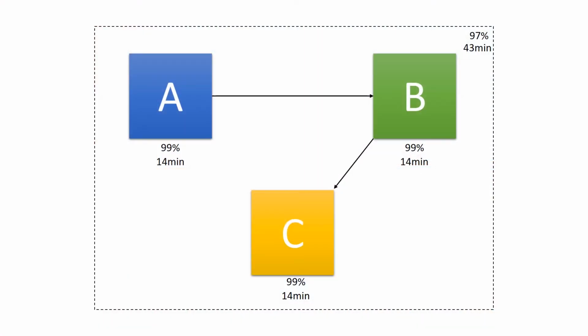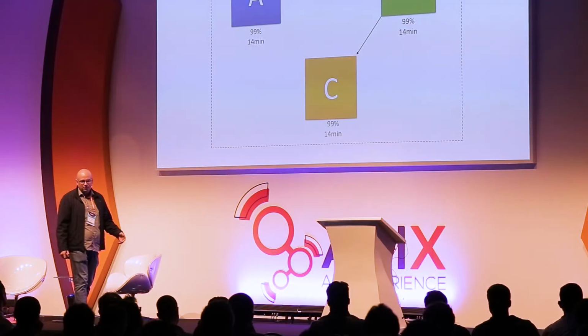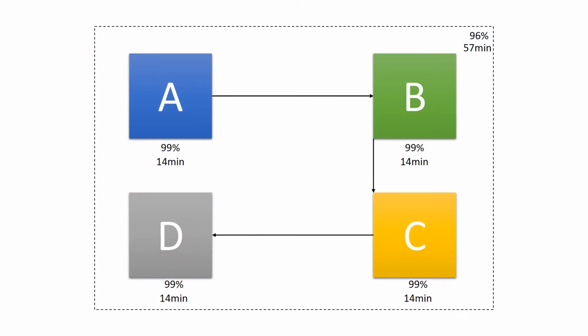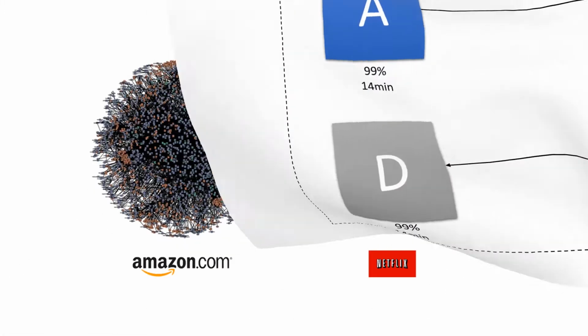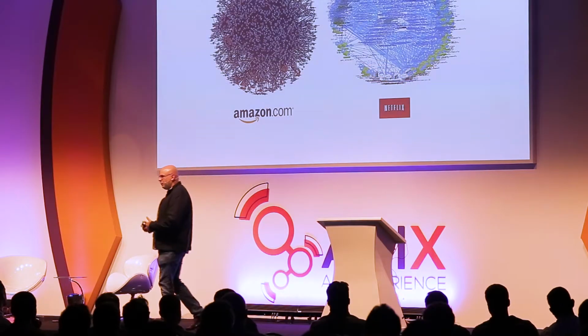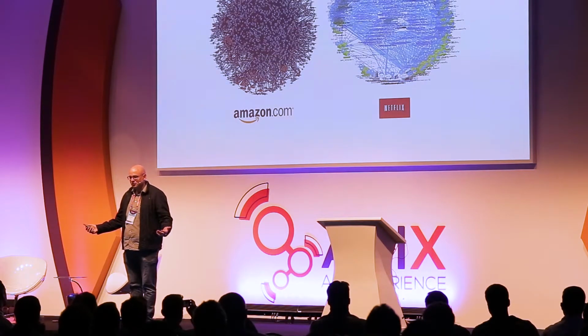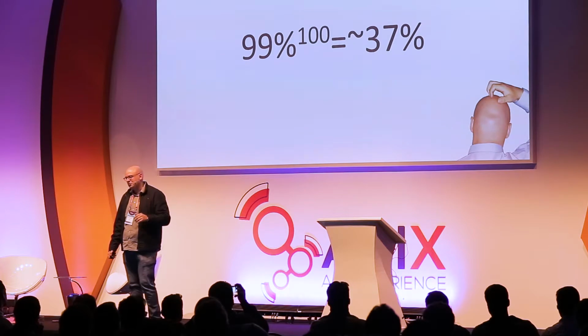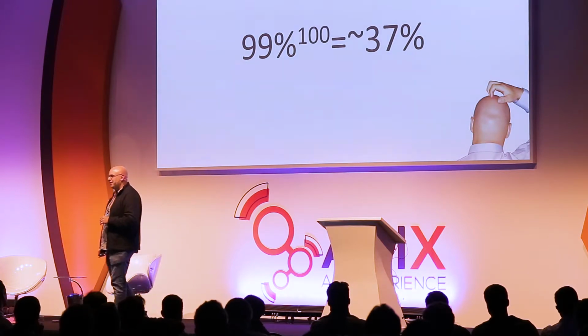Now, what if we add a third service? A relies on B and B relies on C. So I have 43 minutes of potential downtime. And if you work with 4 services, you have 57 minutes of downtime. And then you start thinking of Netflix and Amazon. You work with a myriad of microservices within your services, and everything is connected. Well, if you have 100 services, you will have 37% availability if it's not well developed. So don't be irresponsible.